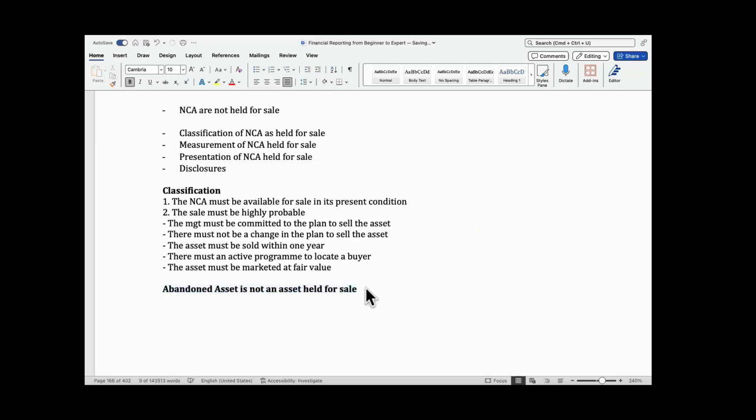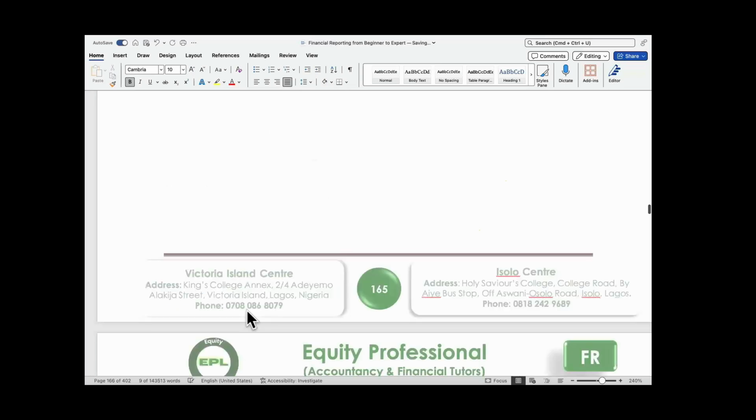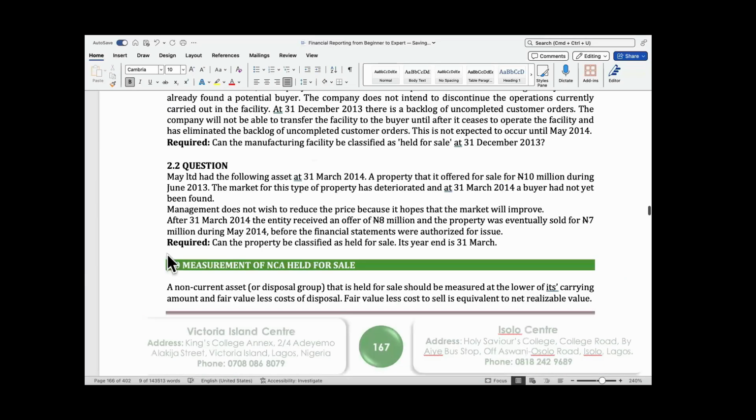Okay. Now that's it for classification. Now I can easily move to measurement, but let me try you with two questions. Let me see if you would be able to do well. Let's look at this question together.